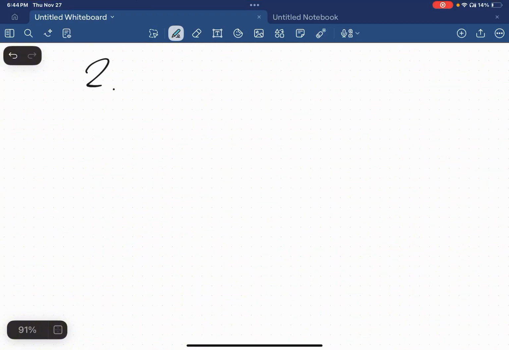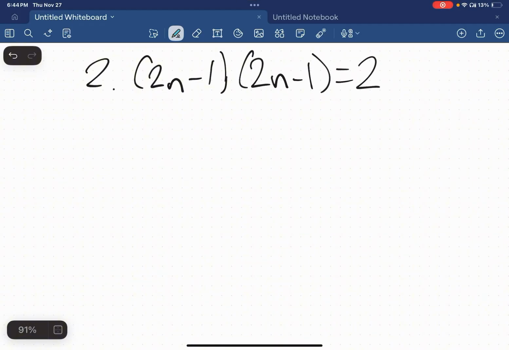Okay. Show that a product of two odd numbers is always an odd number. An odd number is defined by 2n plus or minus 1, usually minus 1. That is asking us that the product of two odd numbers is always an odd number. So that means that one odd number multiplied by another odd number is going to be equal to an odd number.